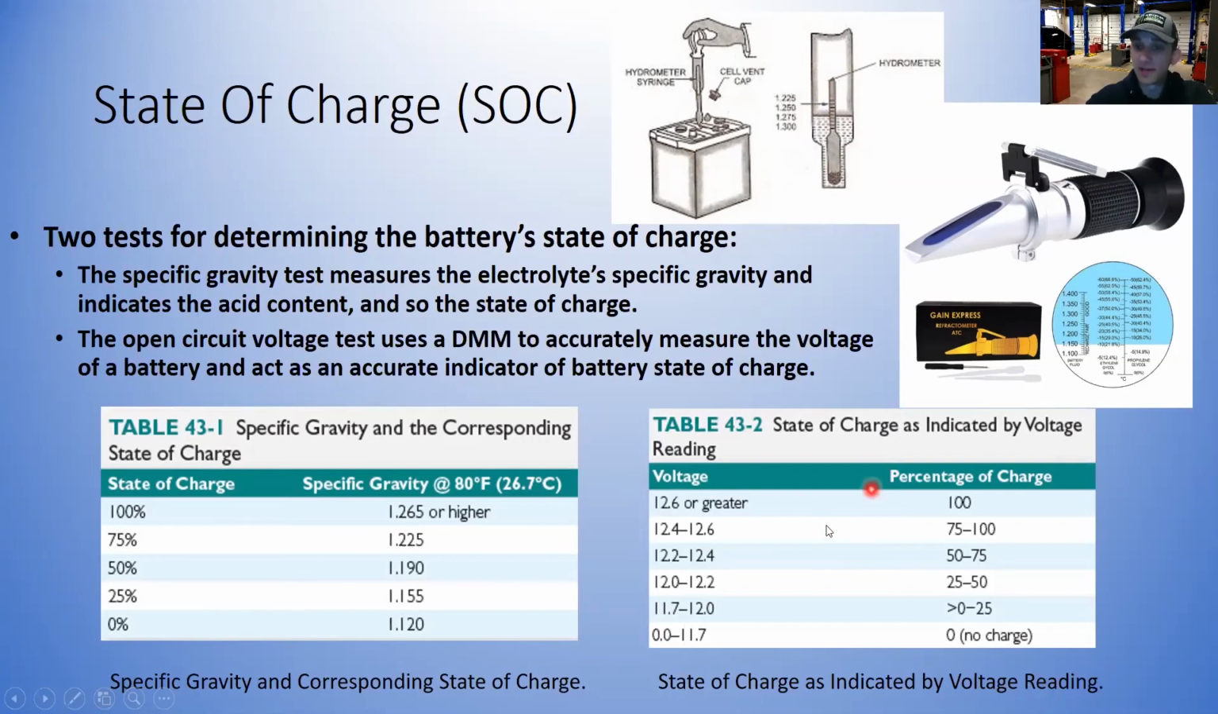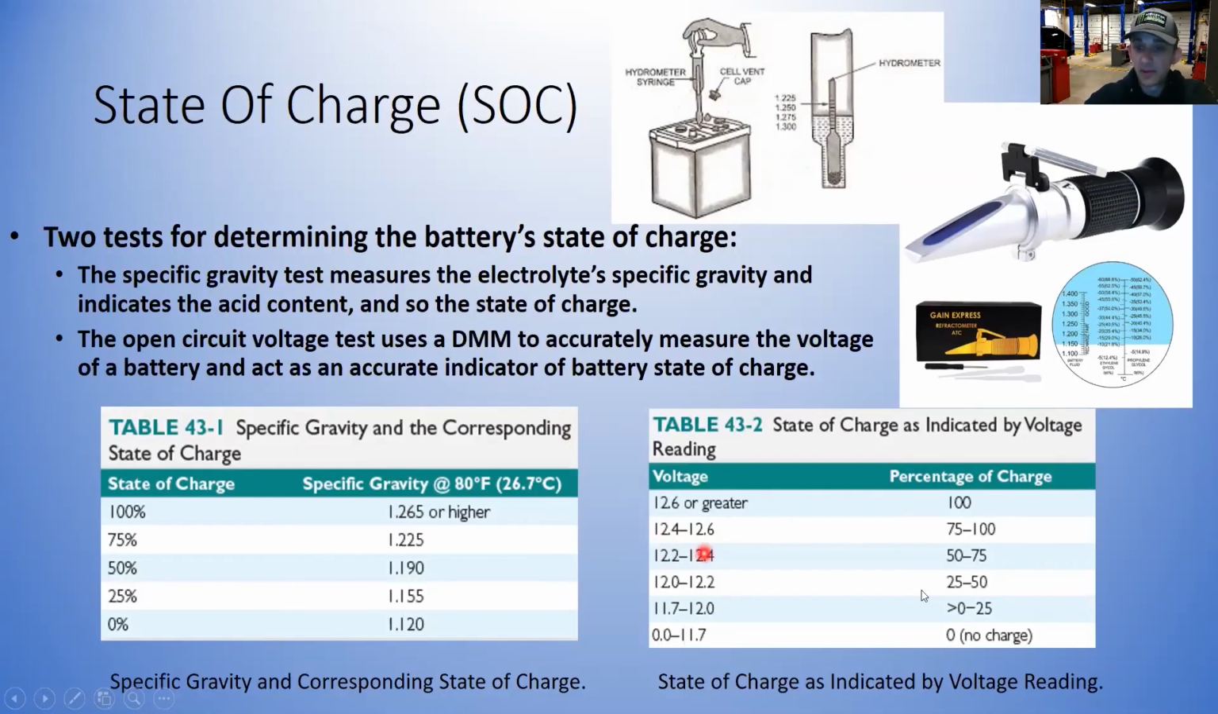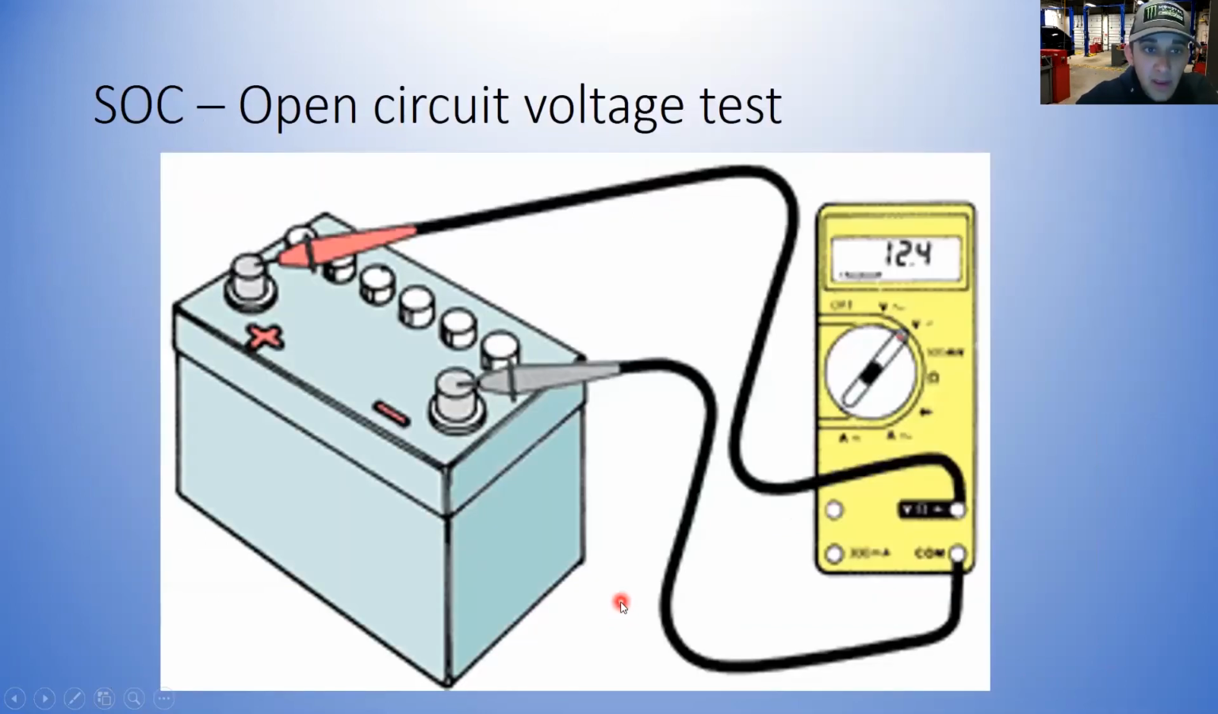So doing an open circuit test, if you're reading 12.6 or greater, it's 100%. 12.4 to 12.6, 75 to 100. 12.2 to 12.4, 50 to 75, and so on. All right? So those are two easy tests that you can do to check the state of charge of a battery. Here's an example of doing an open circuit voltage test.